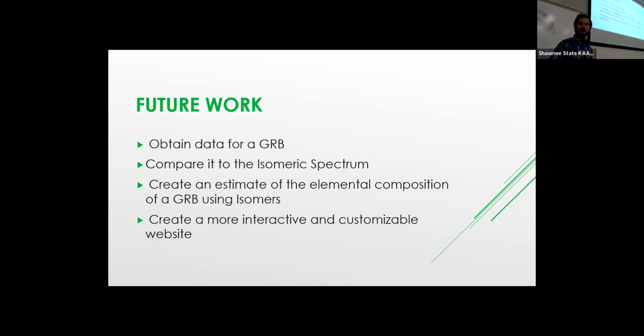Another thing that I'd like to do is create a more interactive and customizable website, because using Streamlit, that's about as customizable as I can make it. Can't really change anything else about it. And then I'd like to fully launch the website and make it publicly available. Because right now you can click on the link and get to it, but you can't actually search it up on the web. So once everything is good, I'd like to be able so that everyone can use the data.